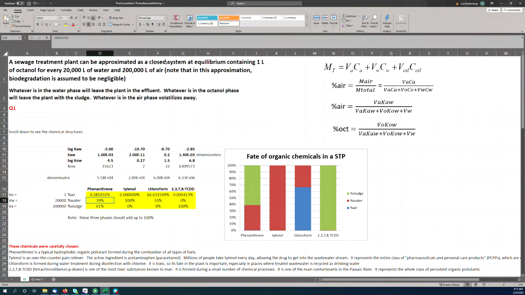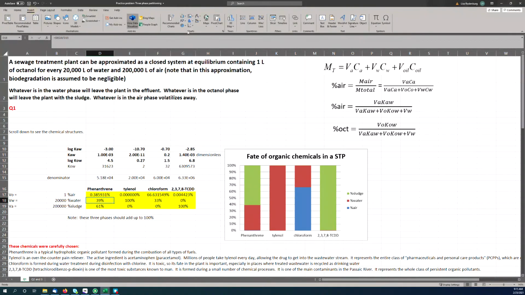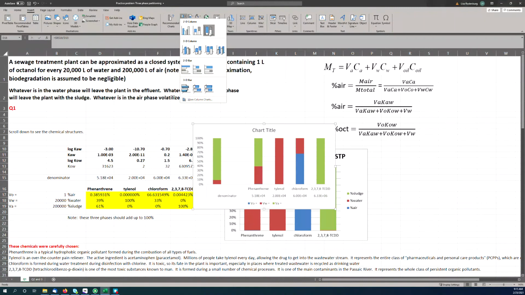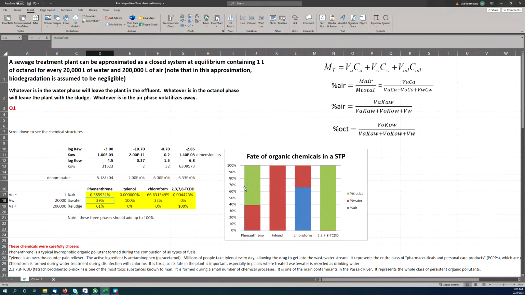And then I plotted it by going to insert, and I used a bar chart here, and I used a stacked bar, did it like that. So that's how you get this bar chart.